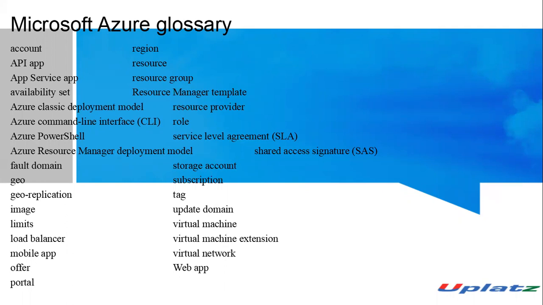So first term is account. An account is used to access and manage an Azure subscription. It is often referred to as an Azure account, although an account can be any of these: an existing work, school, personal Microsoft account, and others. You can also create an account to manage an Azure subscription when you sign up for the free trial.